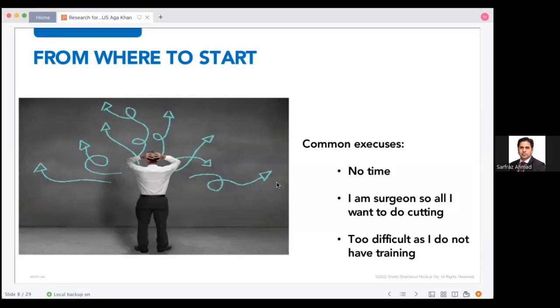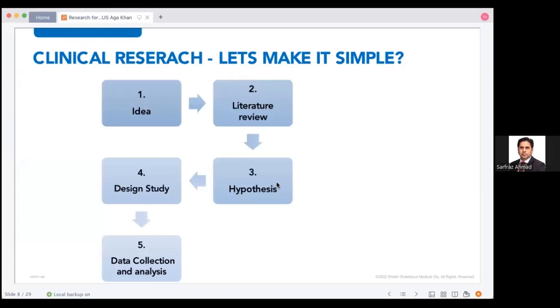However, we need to understand this is not an option. This has to be done. It is as simple as that. If you want to do clinical practice, there is no shortcut. If you want to progress, research has to be done. So our job is to make this process a bit more simple and logical so that it is possible for every one of us to do some kind of research, and we will be able to analyze the literature as well if we have gone through the normal process. So let's see how we can make this process simple.